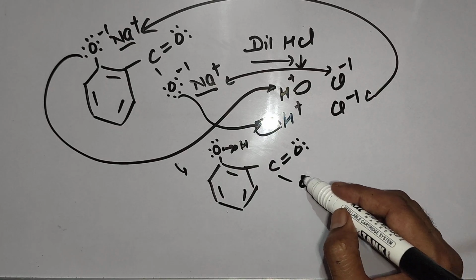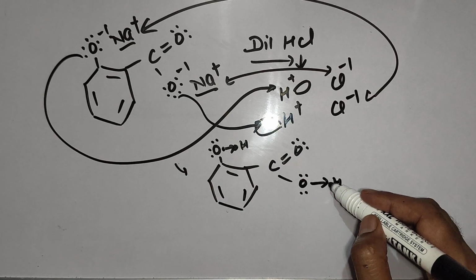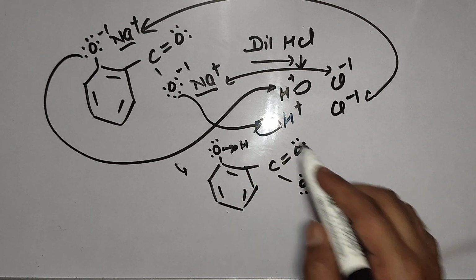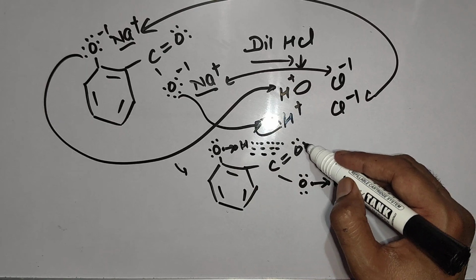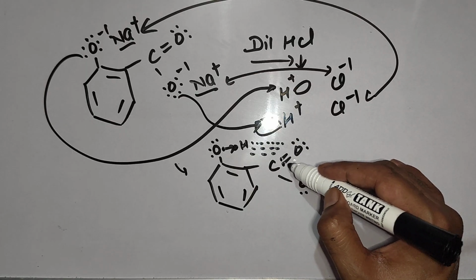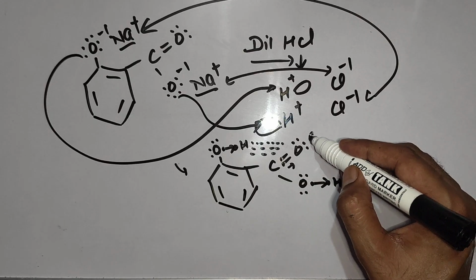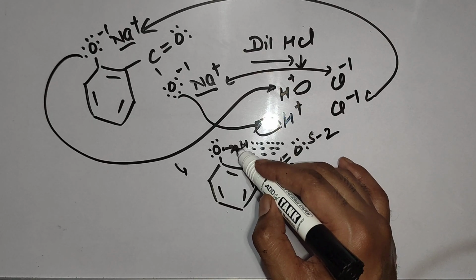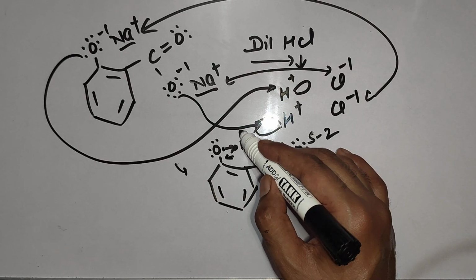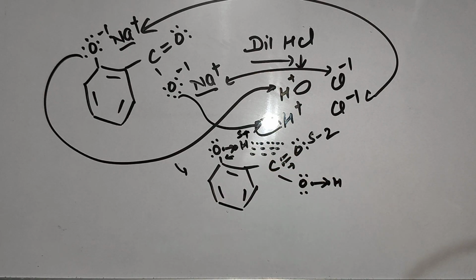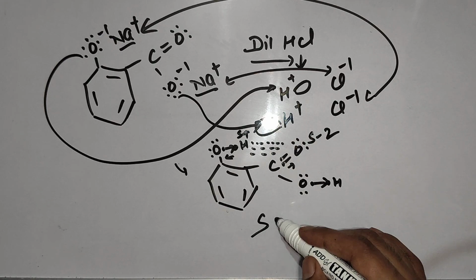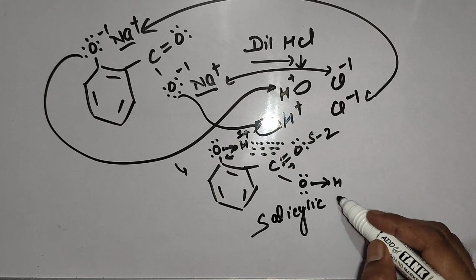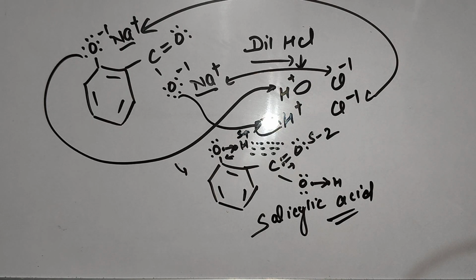Similarly here, a dative bond between this oxygen and this hydrogen. Charges will finish. The compound generated will be stabilized by intramolecular hydrogen bonding, because this oxygen is more electronegative than carbon, so obviously some electrons are more toward the oxygen side, negative charge, and this oxygen is bringing electrons toward itself, so this hydrogen is partially positive. So intramolecular hydrogen bonding is generated. This compound generated is known as salicylic acid or orthohydroxybenzoic acid. That's it.